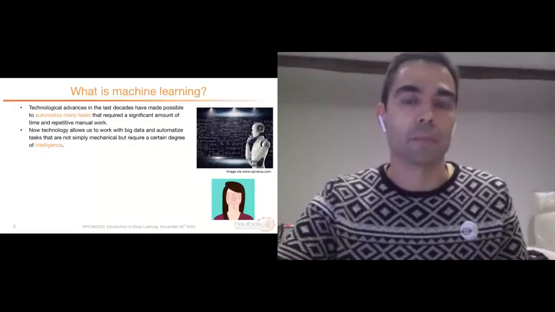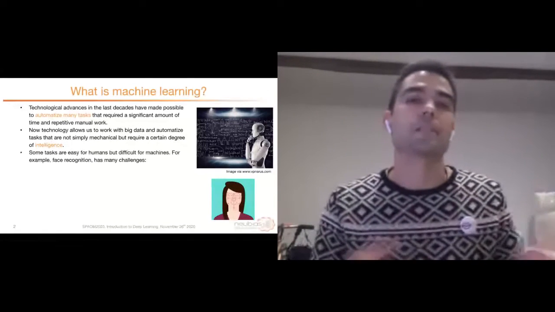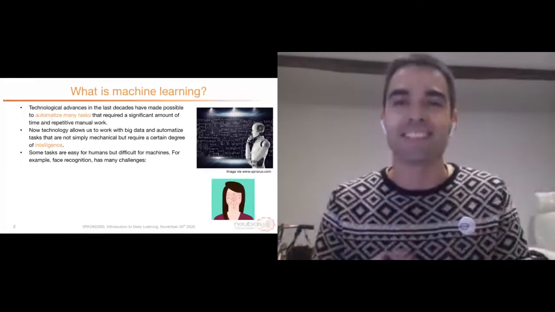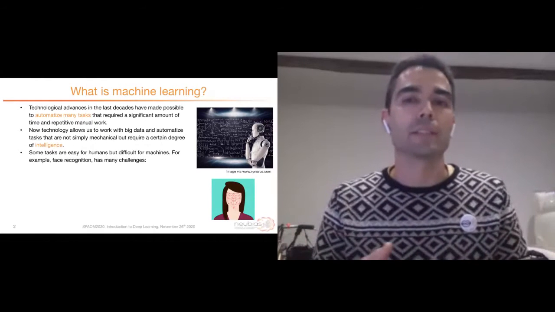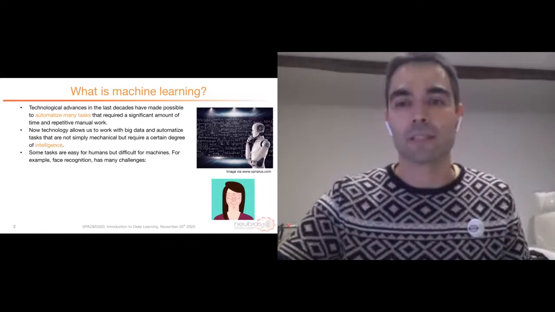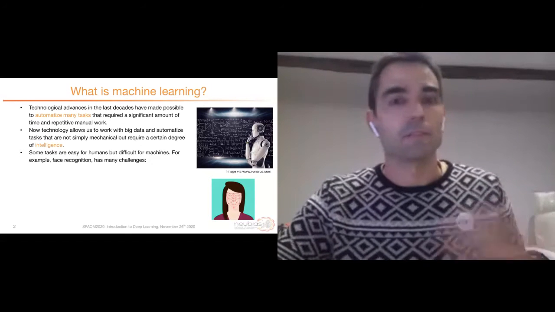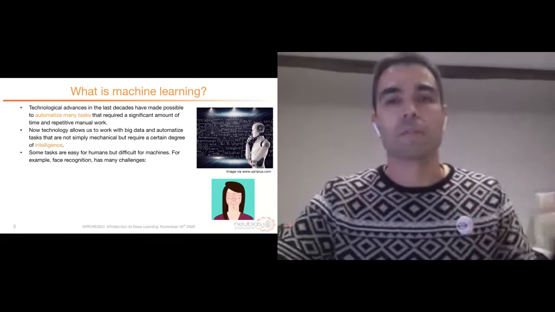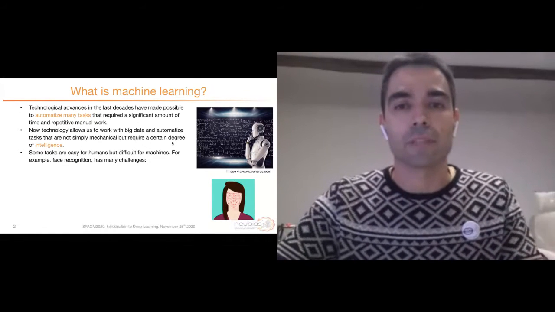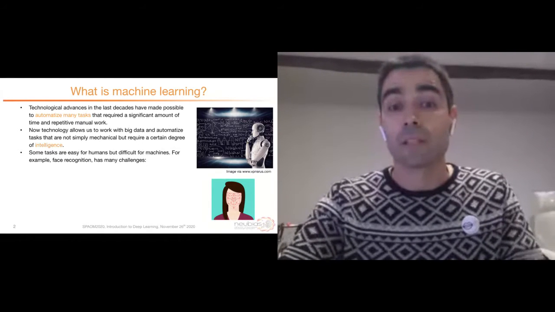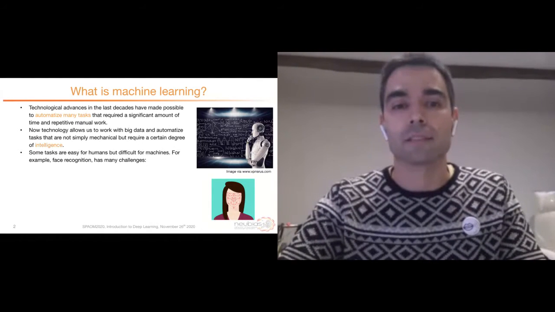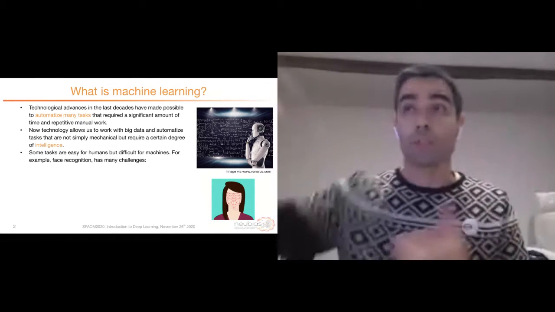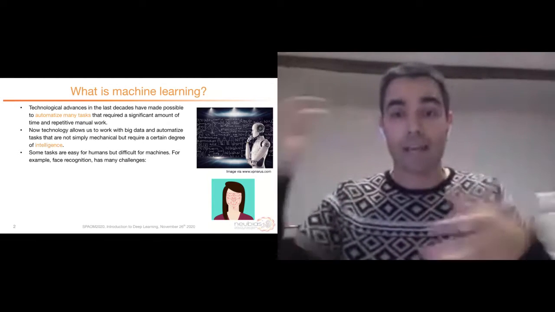So what kind of tasks am I talking about? Well, there are some tasks that are easy for humans and difficult for machines, at least until very recently. For example, face recognition, as I'm showing here. For humans, it's quite simple. We wake up every day, we recognize the people in our surroundings, our familiar faces, our friends, acquaintances, etc. But if you think about it, it has plenty of challenges, right? Because the face of a person changes a lot depending on the position, the illumination, the haircut, if I'm wearing glasses or a hat or not, etc.